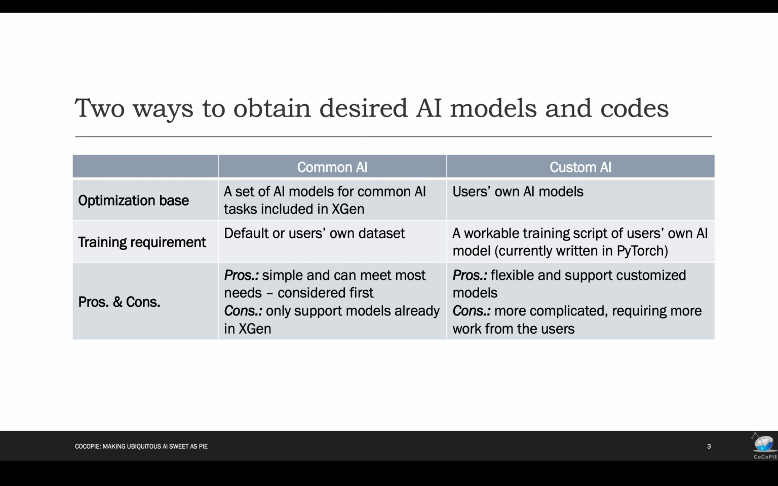The advantage of this method is that it's flexible and can support customized models, while the disadvantage is that it's more complicated, requiring more work from the users. If we compare these 2 ways, usually Common AI is considered first.